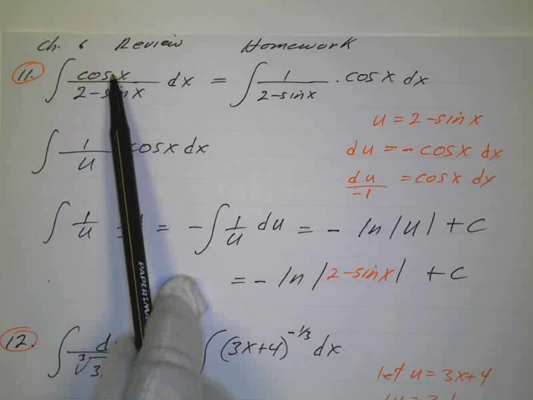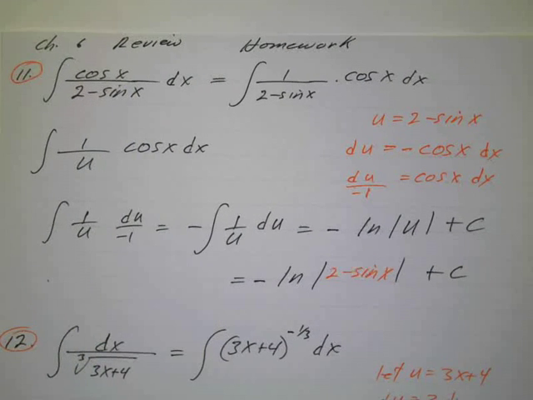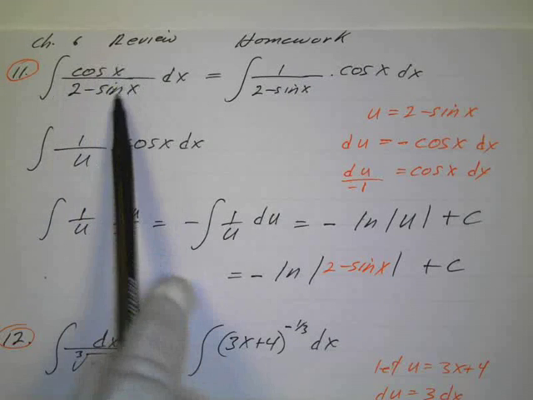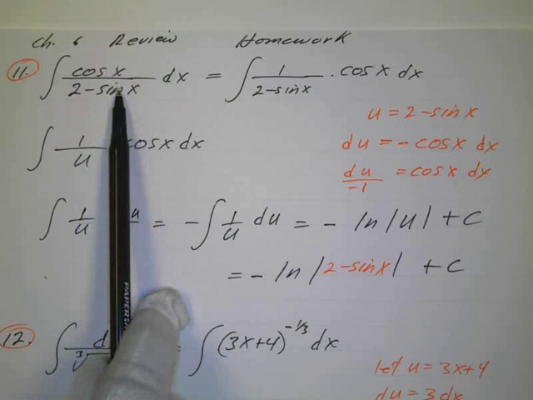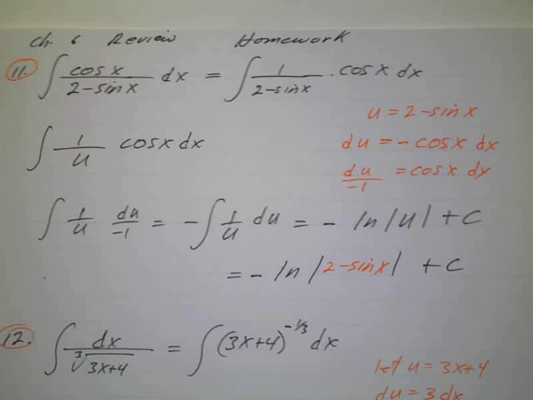Okay, so we have cosine. Now, what's the derivative of the sine? Cosine. So it looks like I got 1 over u du. I'm shooting for that. So you look for this. The derivative of the sine is the cosine. So I can think of this as 1 over u du.